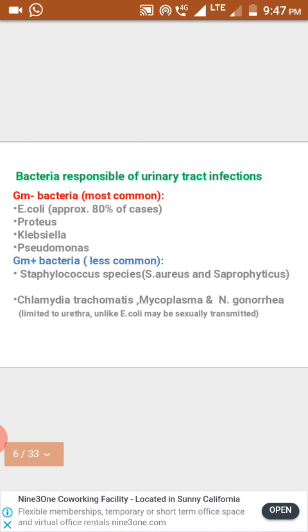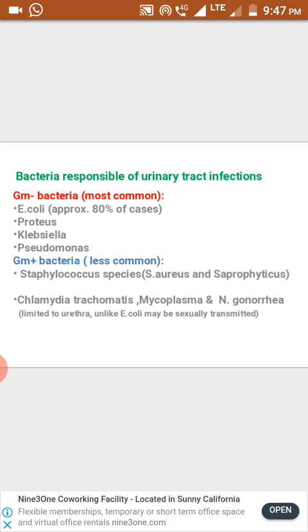Most urinary tract infections are mainly caused by bacteria, and among them gram-negative bacterial infection is more common. Gram-negative bacteria, for example E. coli, cause 80% of cases, along with Proteus, Klebsiella and Pseudomonas. Next are gram-positive bacteria such as Staphylococcus species.